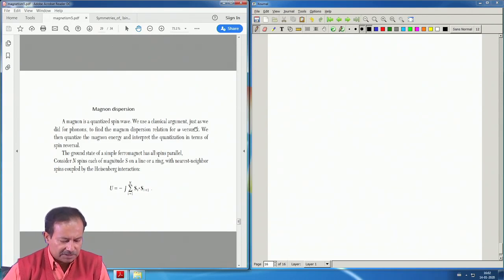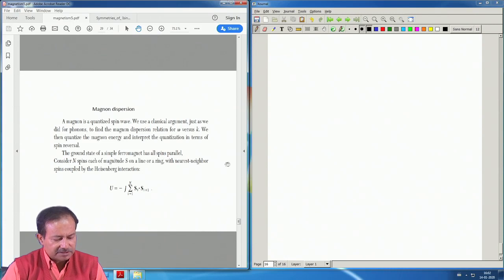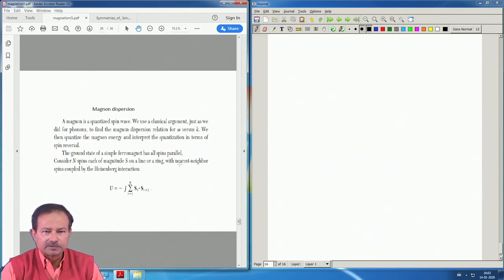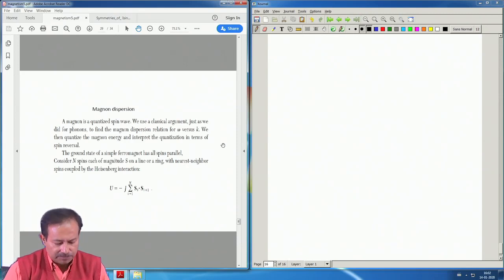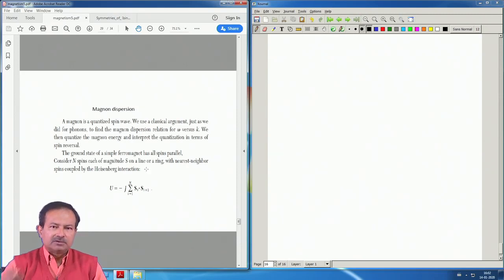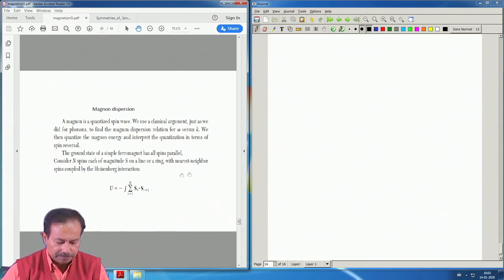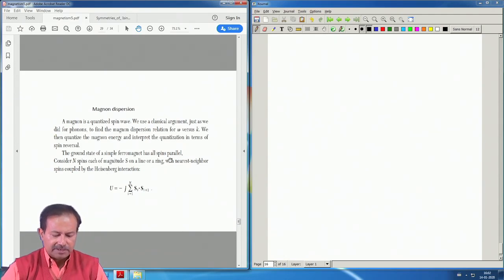So, let us start calculating. The ground state of a simple ferromagnet has all spins parallel, and then consider n such spins of magnitude S on a line. Let us do it in one dimension, for example, on a line. Then you can put periodic boundary conditions to make it into a ring, and the Hamiltonian here is only nearest neighbor.